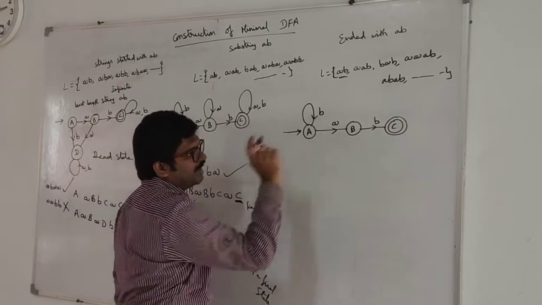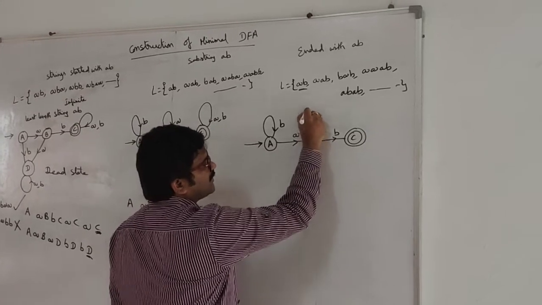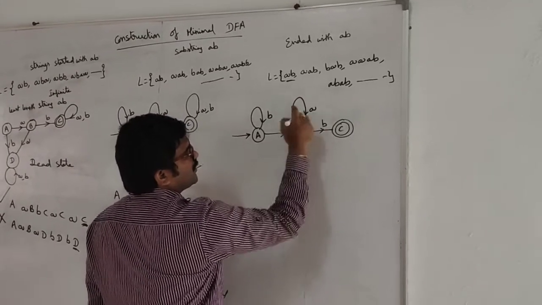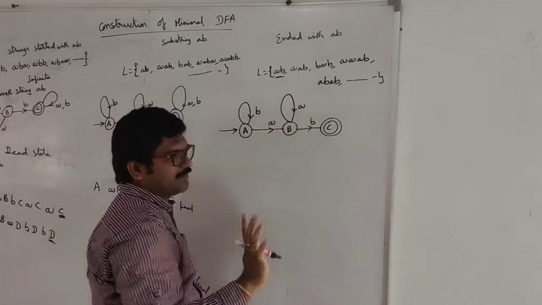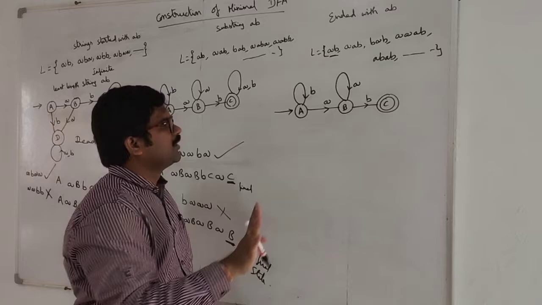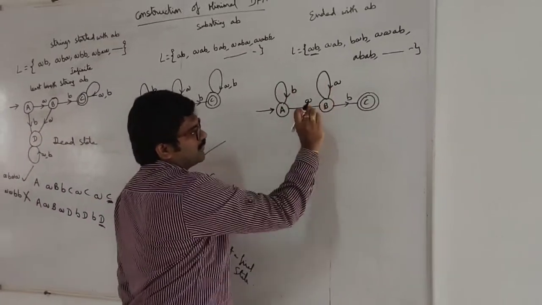Now let us move on to the next state. This state is not complete. Again check it. Can you give a self loop here? If you give a self loop, after any number of A's you are getting, after that you are getting a B. That means the ending is AB only, no doubt. So no problem. That's the reason you can give the self loop here also. So now this state is also complete.